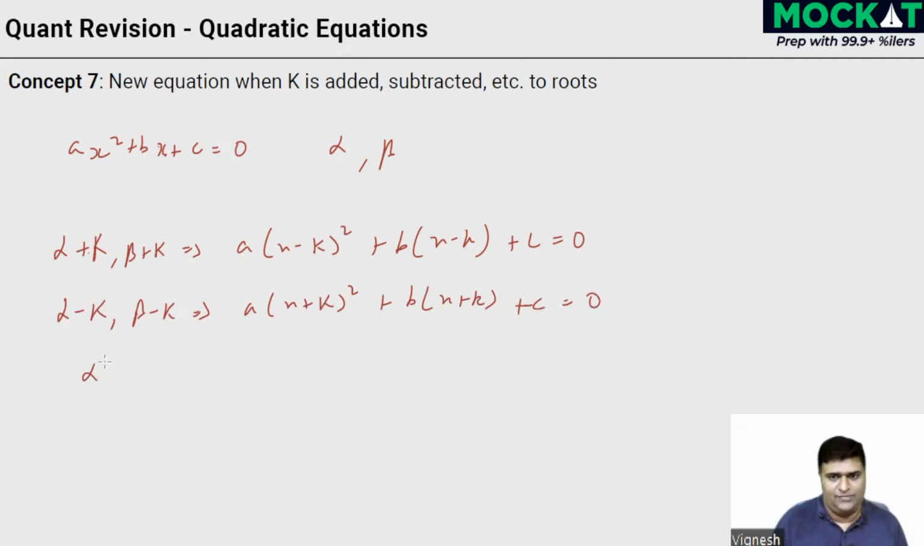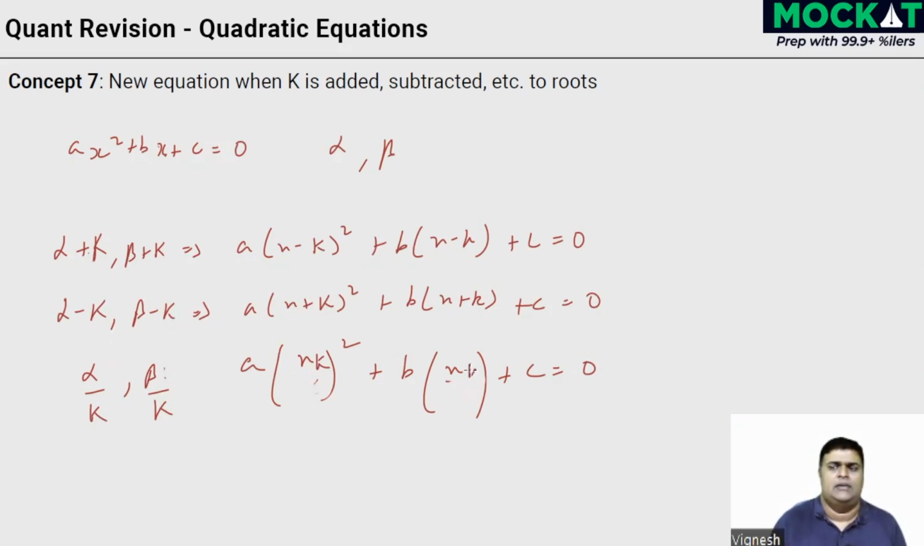If it would have been alpha into k and beta into k, the opposite is going to happen. a into x by k the whole square plus b into x by k plus c equals 0. And if this would have been divided by k, then this is going to be multiplied with k, right? So that's the concept over here. Simple thing, not anything in the recent years, but if something turns up, you should be able to apply.